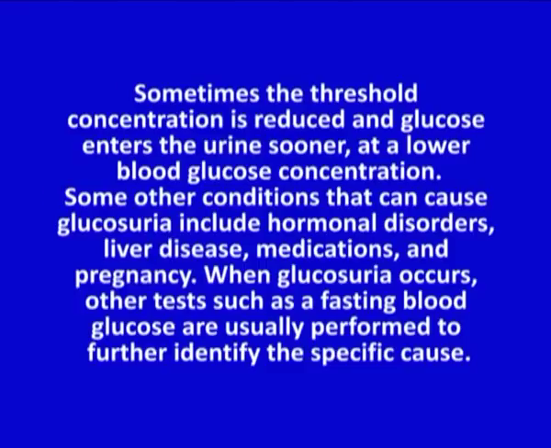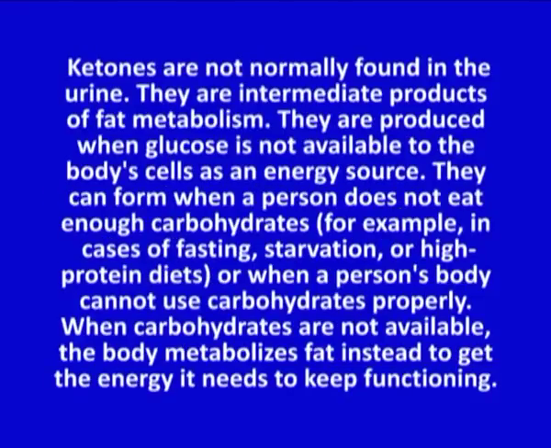Some other conditions that can cause glucosuria include hormonal disorders, liver disease, medications, and pregnancy. When glucosuria occurs, other tests such as fasting blood glucose are usually performed to further identify the specific cause. Now, ketones. Ketones are not normally found in the urine. They are intermediate products of fat metabolism.